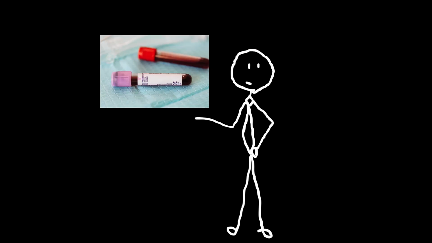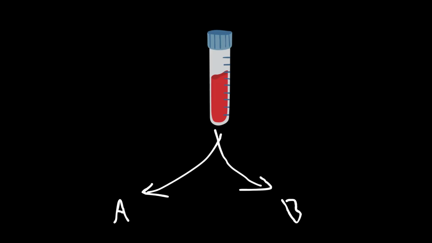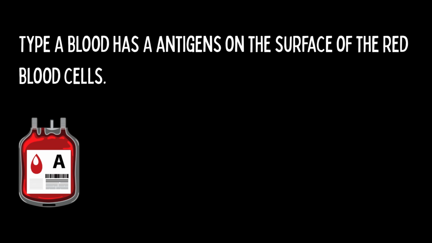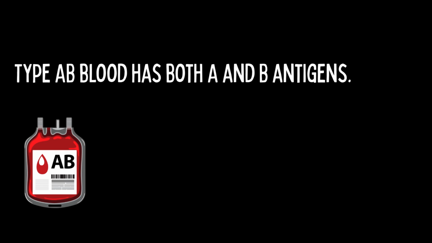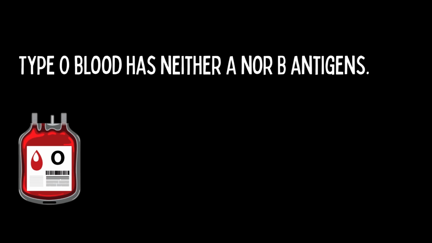It's based on the presence or absence of two antigens, A and B. Type A blood has A antigens on the surface of the red blood cells. Type B blood has B antigens. Type AB blood has both A and B antigens. Type O blood has neither A nor B antigens.